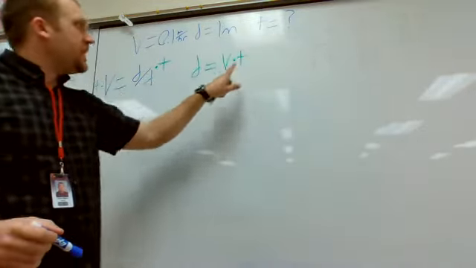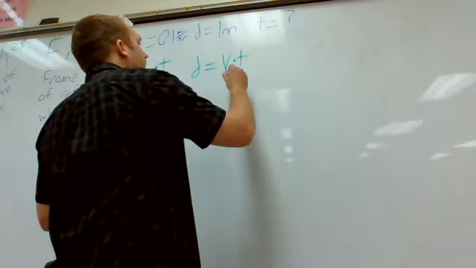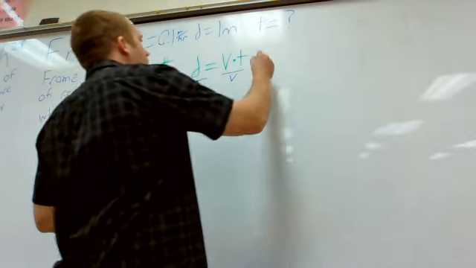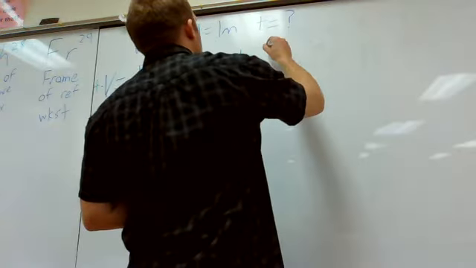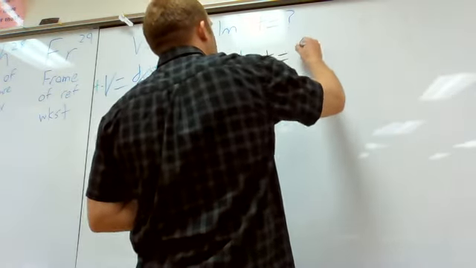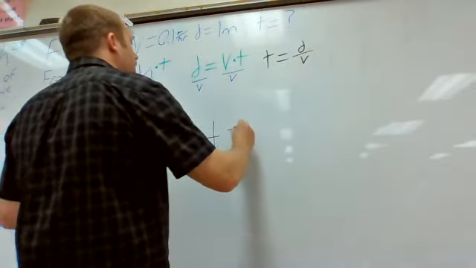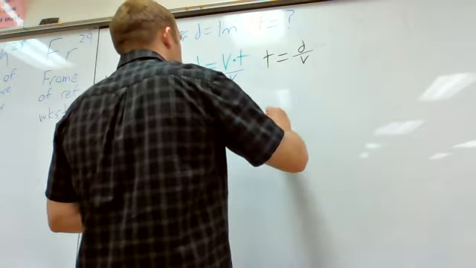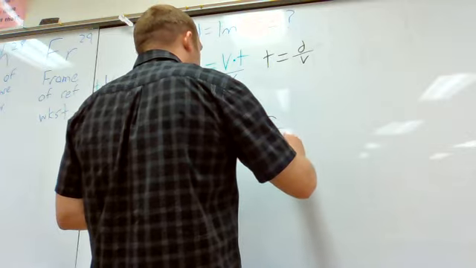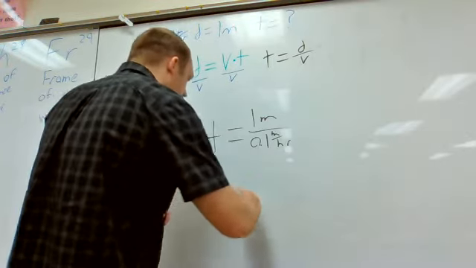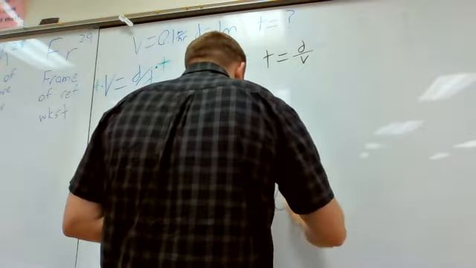Time is our unknown. So once again, we don't want our unknown alone. How I undo multiplication is with division. Divide both sides by the unwanted one. And my new equation becomes, once again, grab me a new color, t equals d divided by v. Start plugging things in. T is still my unknown. D is 1 meter. V is 0.1 meters per hour. So time is going to equal 1 divided by 0.1. Grab your calculator. It is 10.